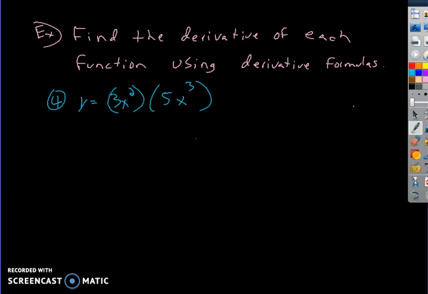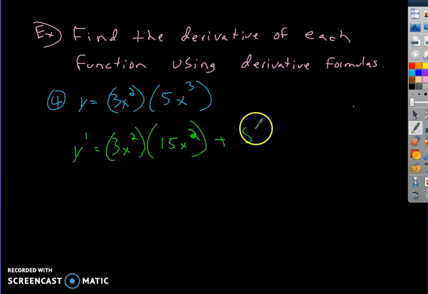So if I want to find y prime here, y prime would be the first function times the derivative of the second. So it would be 3x squared times the derivative of the second, which would be 15x squared, plus the second function, 5x to the third, times the derivative of the first function, which is 6x.